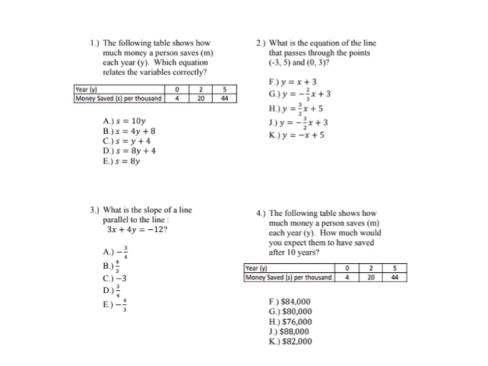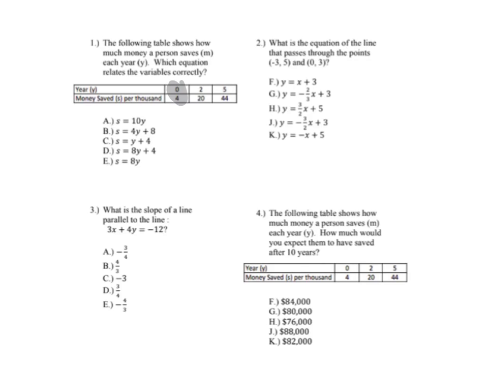Hi, and here we have on this first slide of 8.1 and 8.2 a little ACT review. If you look at question number 1, it gives you a table and it says which equation relates the variables correctly. So we're basically looking at a way to write that equation in slope-intercept form from a table. Well, the first thing that I notice is that when the year is 0, the money saved is 4. That tells me my y-intercept is 4, which means my answer either has to be letter C or letter D.